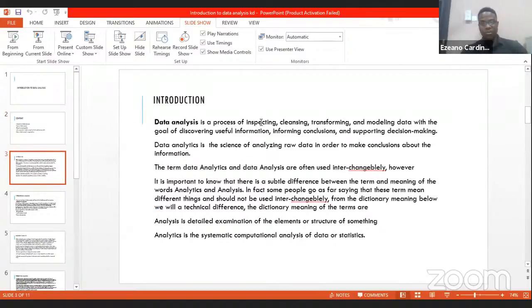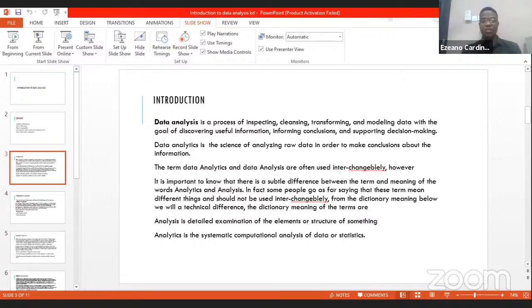So we rush into the introduction. What is data analysis? Data analysis is a process of inspecting, cleansing, transforming, and modeling data with the goal of discovering useful information, conclusions, and supporting decision making. Data analysis is the science of analyzing raw data in order to make conclusions about the information.